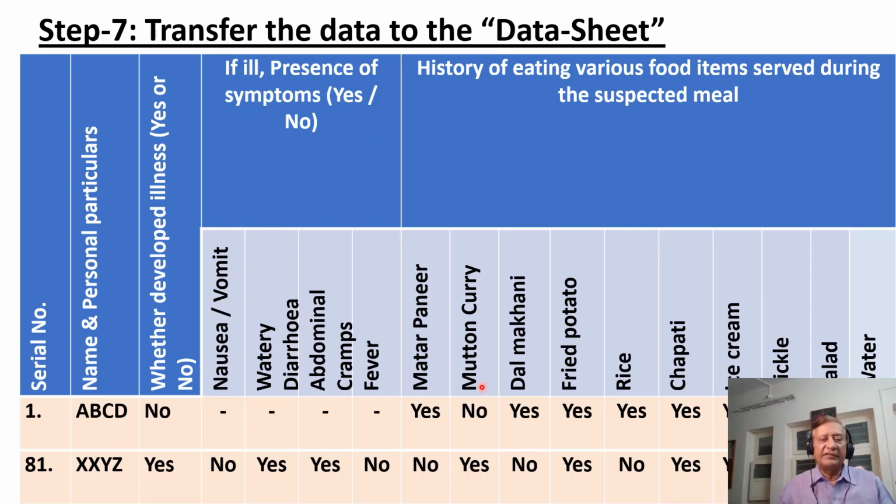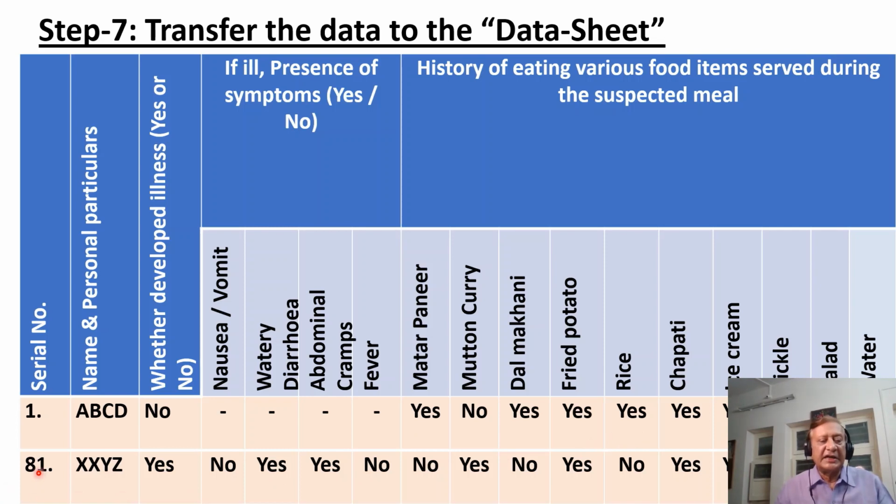Now we ask this person, what we had asked was each and every item, did you eat or did you drink this item? Matar paneer, he said yes I ate. Mutton curry, no I didn't eat. Dal makhni, yes. Fried potato and cabbage, said yes. Rice, yes. Chapati, yes. So accordingly, whatever history of item which was eaten or not eaten is recorded, or rather transferred, from the individual epidemiological case sheet onto this data sheet.